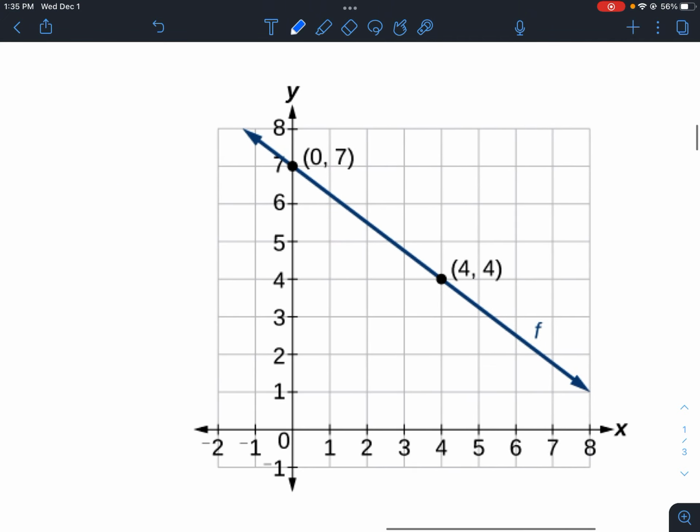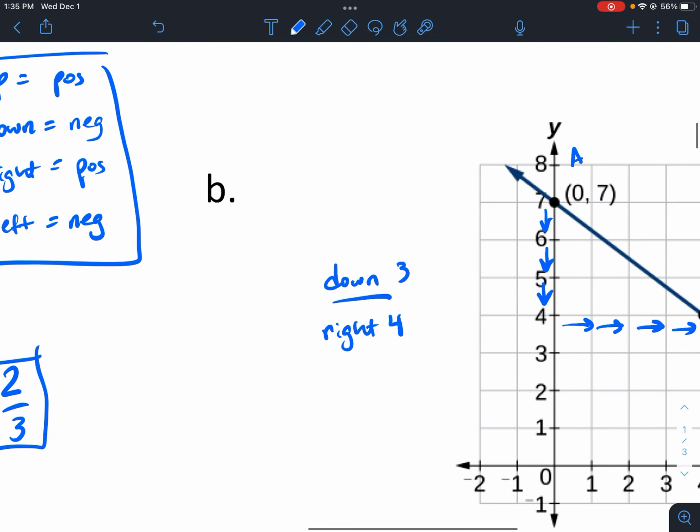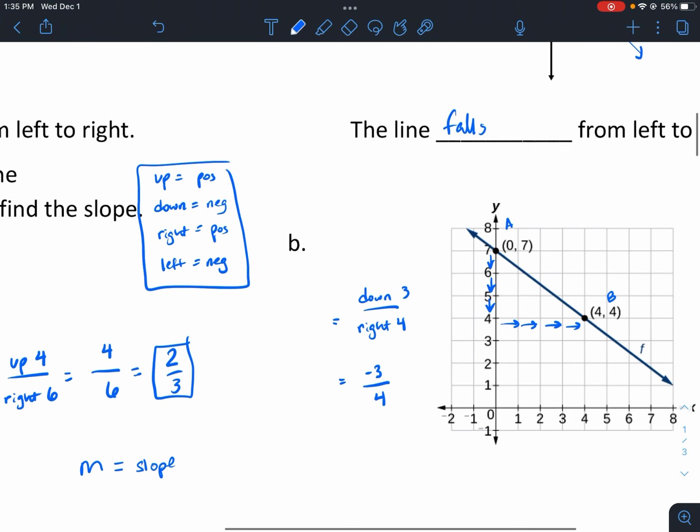Let's do another example together to find slope. It doesn't matter from where you go. So for this one, we're going to go from point A to point B, from the top one to the bottom one. You could go from bottom to top; you'll get the same answer. If I'm going to go down 1, 2, 3, so it looks like I'm going down 3. And 1, 2, 3, 4, right 4. Remember, down means negative. So this is going to equal -3 over positive 4. So my slope is -3 over 4.